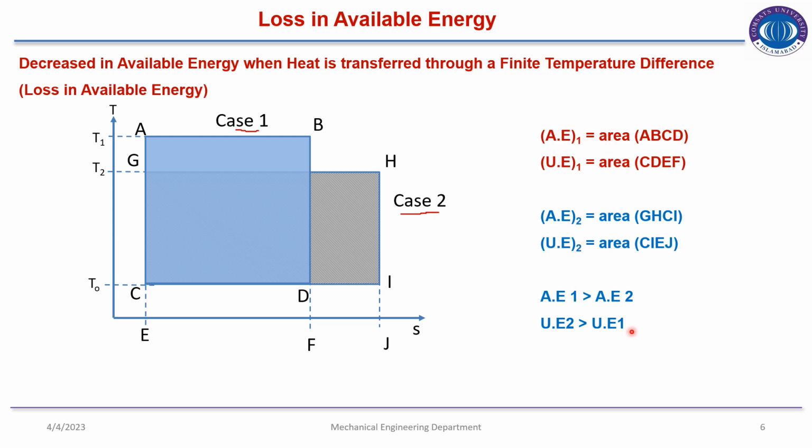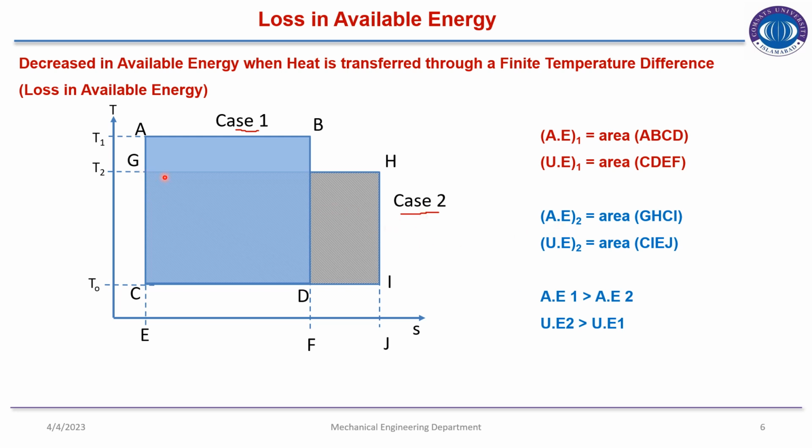So here it is written that available energy 1 is the area ABCD. I have already told you the ABCD rectangle area represents the available energy of case 1, and area CDEF represents the unavailable energy for case 1. Available energy is the useful work, and unavailable energy is the amount of heat that is rejected into the atmosphere, which in the previous slide is represented with the symbol Q0. And now when we talk about case 2, the area GHCI represents the available energy of case 2.